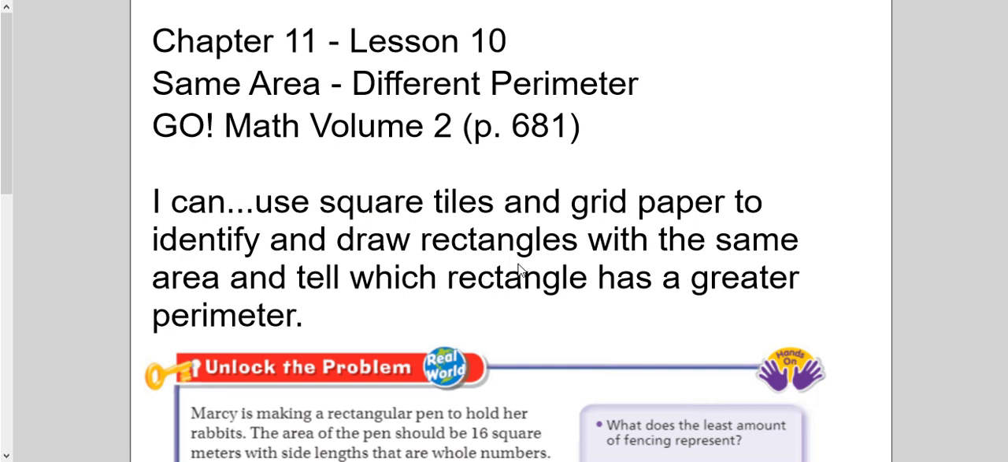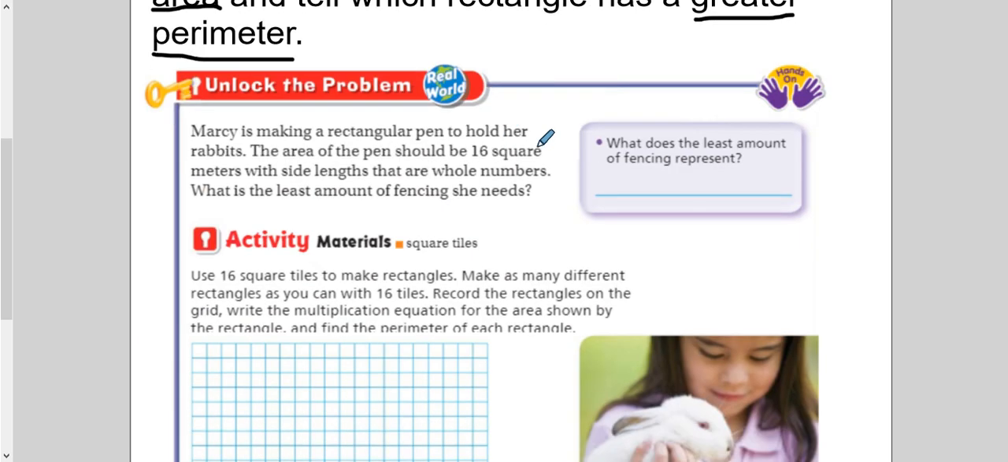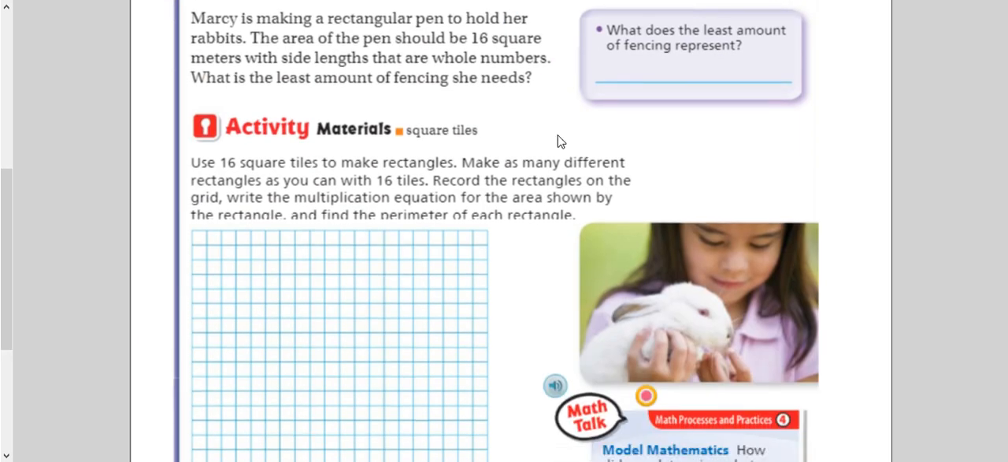looking at this. I can use square tiles and grid paper to identify and draw rectangles with the same area and tell which rectangle has a greater perimeter. I'm going to give you a little bit of a hint on this. If you know your basic facts for multiplication, this is going to be pretty easy. But even if you don't know them, I'll show you some techniques that will help along the way so that you can feel a little bit more comfortable with this.